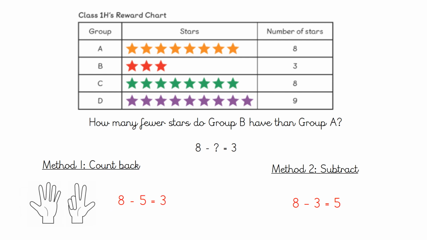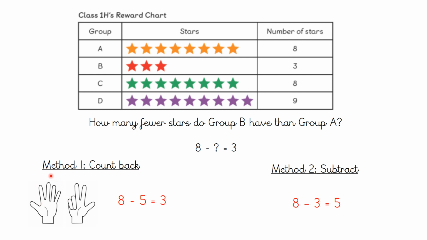We could answer some questions about how many fewer are in each group. For example, how many fewer stars do Group B have than Group A? Again, we can write a missing number sentence for this. 8, which is how many stars Group A have, take away something will bring us down to 3, which is how many stars Group B have. We can use counting on or counting back again. We start with 8. How many fingers would we need to put down to get to 3?